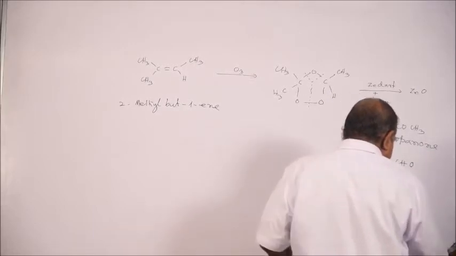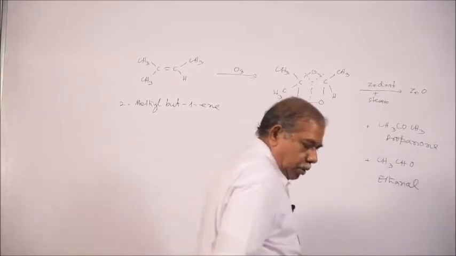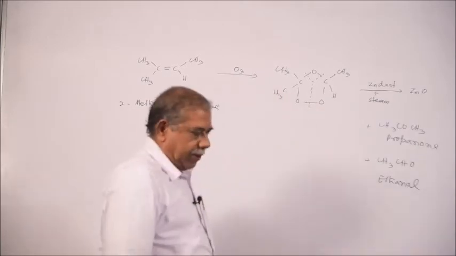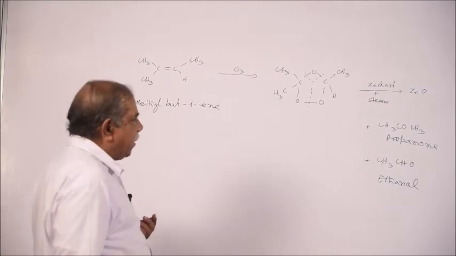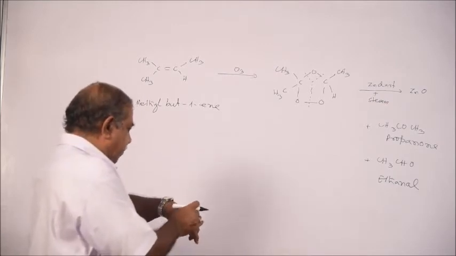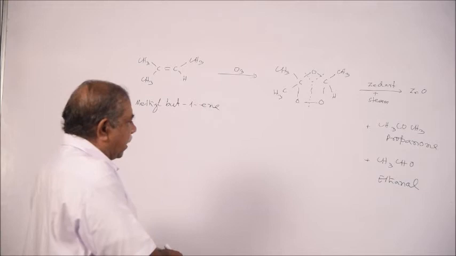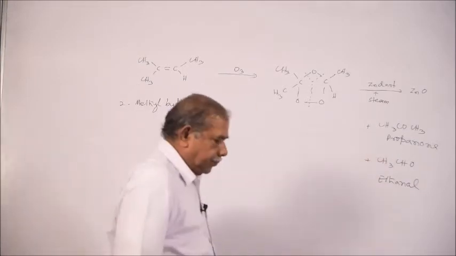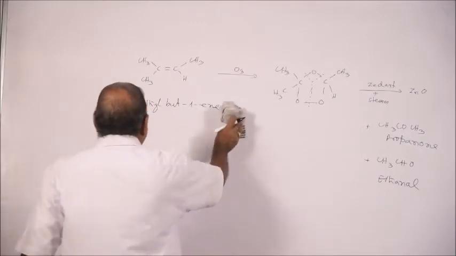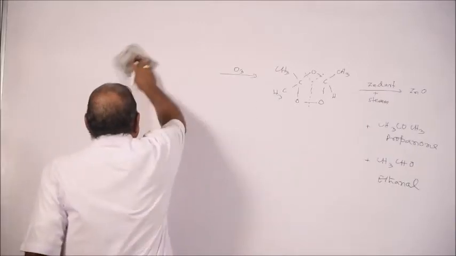So I have given you 5 examples of ozonolysis where you can find that ozonolysis of alkene can give you the same aldehyde, different aldehydes, same ketones, different ketones, or an aldehyde-ketone mixture. So this is all about the addition reactions.